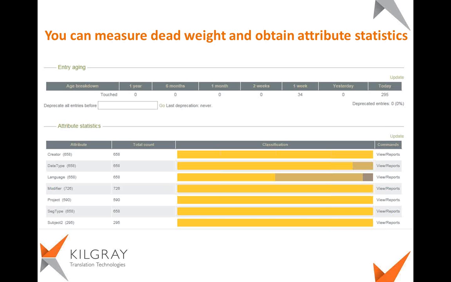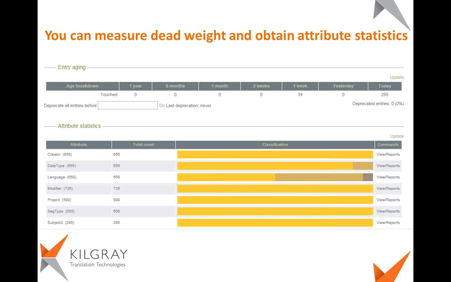So the TM repository calculates the age of each entry. That means that it watches the time when it was last touched. Touching an entry means when you run a query and an entry, a translation unit, gets exported from the TM repository database, that means it's touched. If it's modified, it is touched.